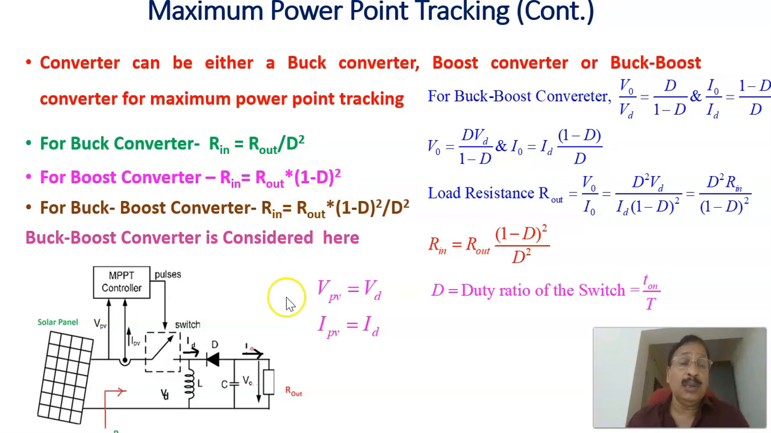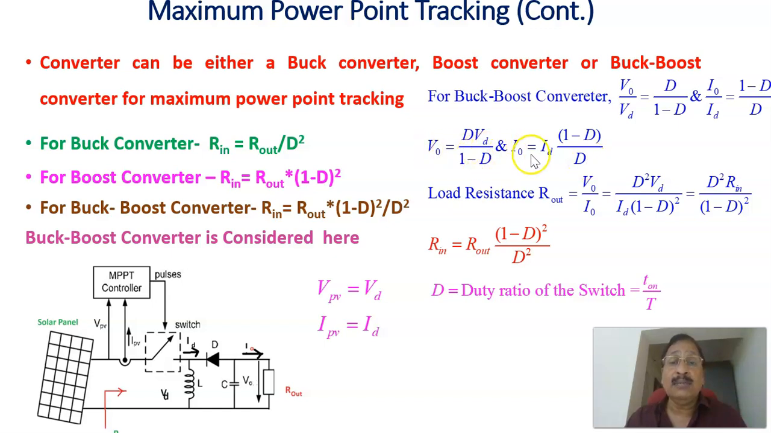To derive this equation, that is the relation between the resistance seen at the source side and the output resistance, we'll first consider the buck boost converter voltage ratio equation. The output voltage divided by the input voltage, V0 by Vd, for a buck boost converter is given by D by 1 minus D, and the relation for the output current divided by the input current, I0 by Id, is equal to (1 minus D) divided by D. From these two equations, you can get V0 equal to D Vd divided by (1 minus D), and I0 equal to Id (1 minus D) divided by D.